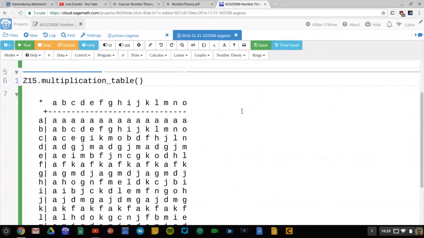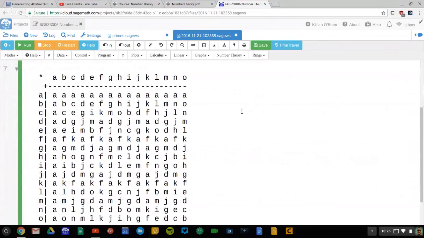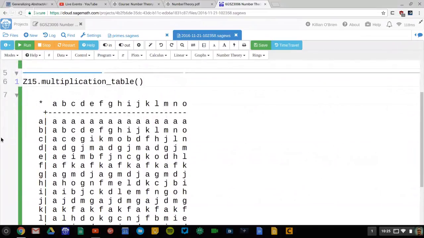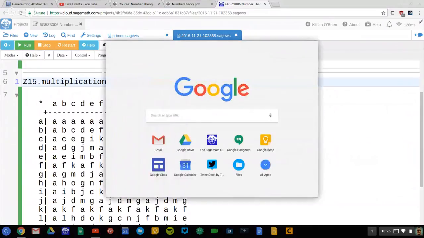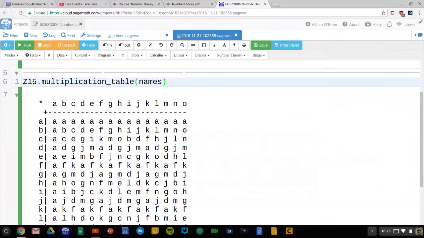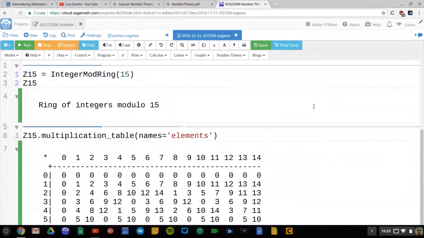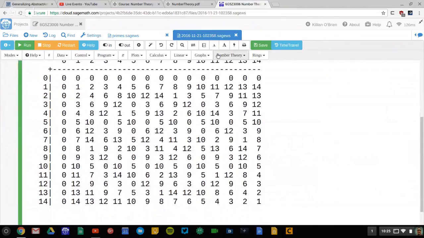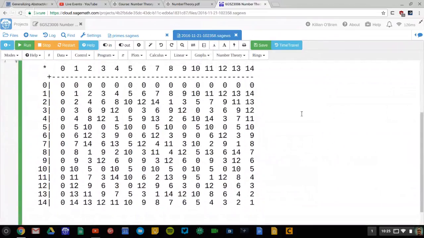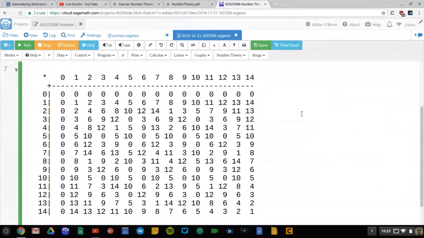Now, that looks a bit weird to start because it's got the letters A through O, whereas these are supposed to be the integers modulo 15. What it's doing there is its default behavior. It's just using arbitrary labels for the elements, but that's not particularly enlightening in this example. So I need to force it to use the natural way of representing the elements as the names for the table. So there we've got the integers modulo 15. We've got the Cayley table for the operation of multiplication.